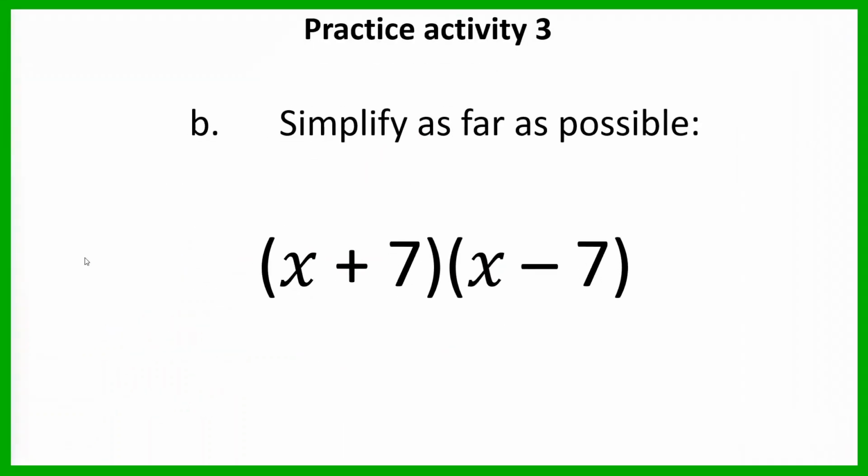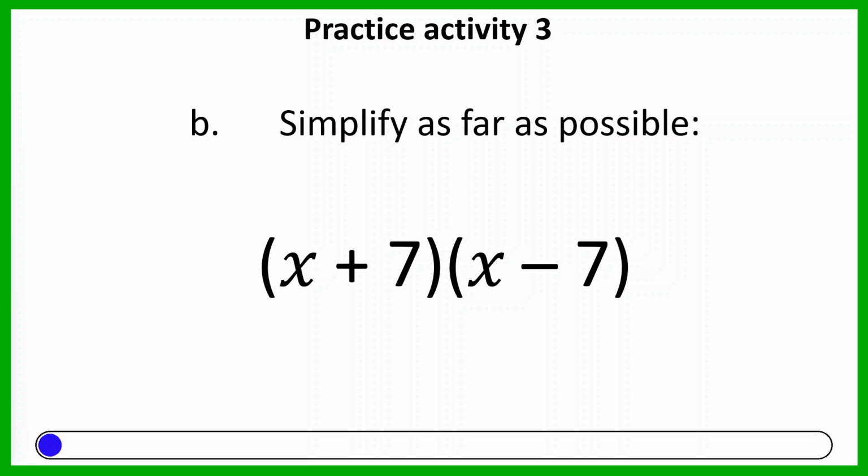For question B, we've got x plus 7 and x minus 7 that you're multiplying together. Okay, I'm going to give you 30 seconds for this one as well.